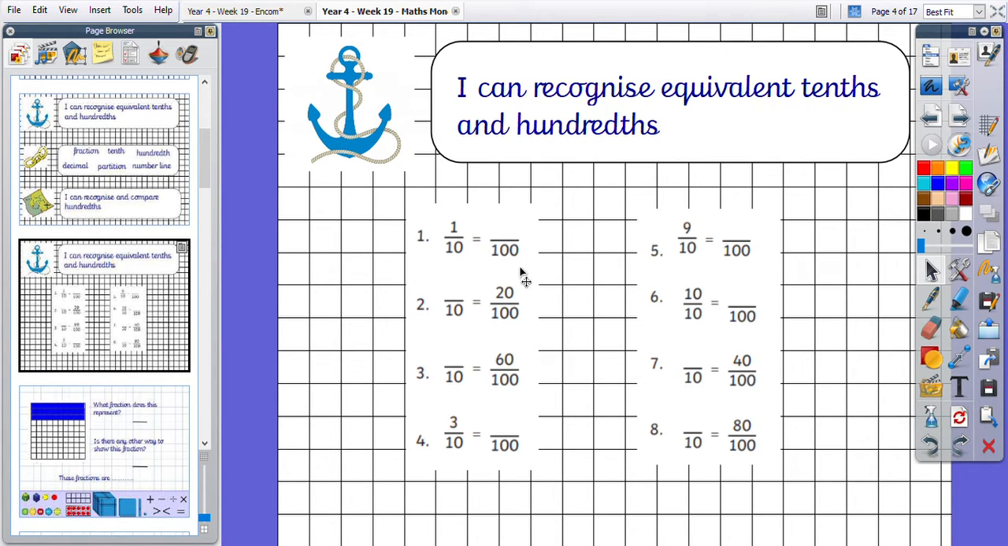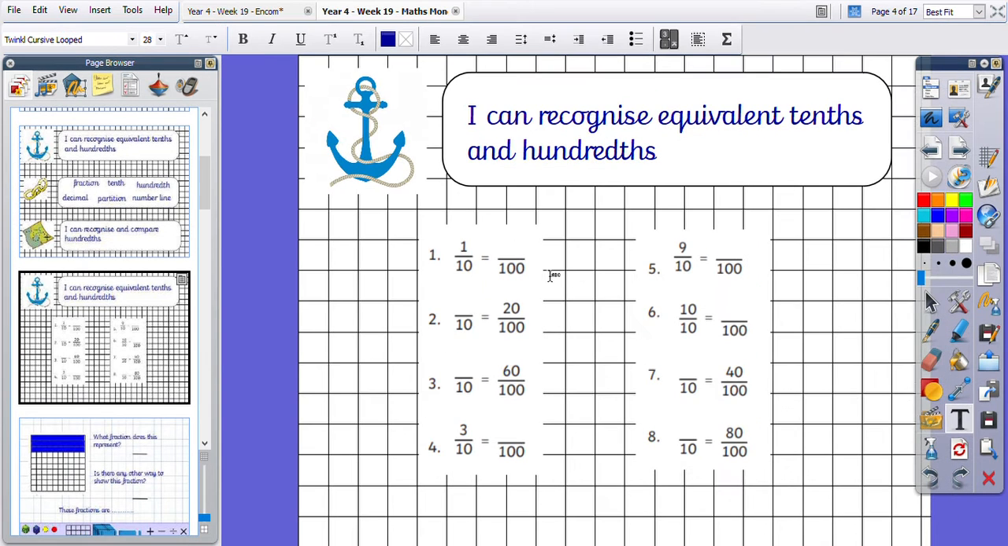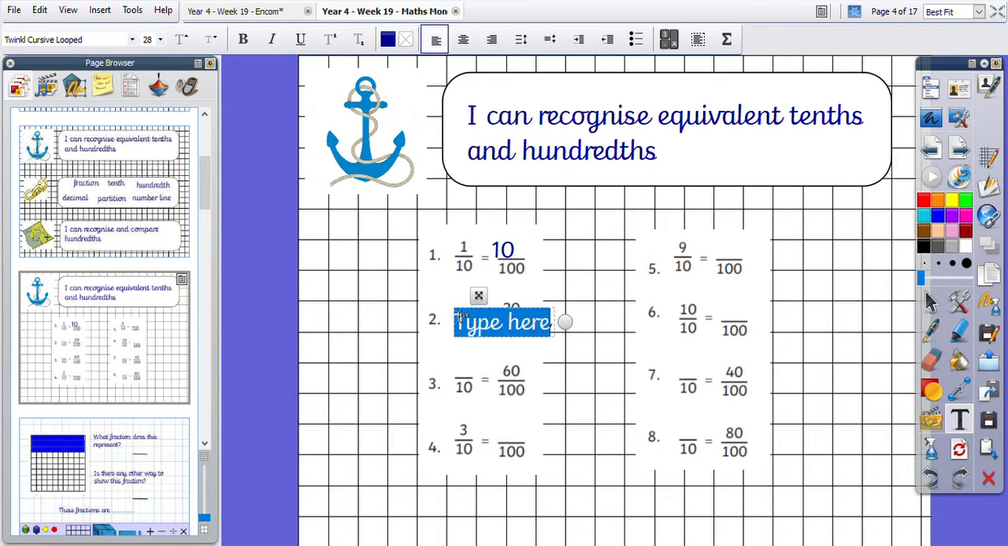So you need to fill in the gaps in these 8 questions to show our equivalent fractions. So pause the video and have a go, and then we'll go through the answers together. Okay then, so 1/10 is equivalent to 10 100ths, 20 100ths is equivalent to 2/10, 60 100ths is 6/10, 3/10 is 30 100ths, 9/10 is 90 100ths, 10/10 is 100 100ths, which you might have already also said is equivalent to 1 whole.